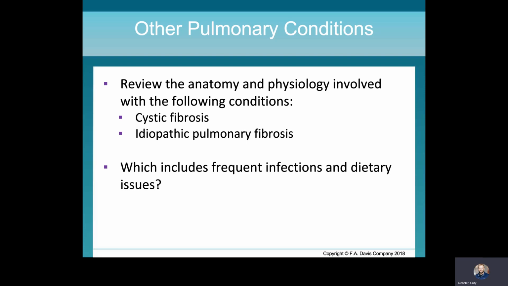Idiopathic pulmonary fibrosis, or IPF. This is a progressive lung condition. They don't really know what the cause of it is, but the lungs get very fibrous over time. They get scarred and they get stiff. It's not simple in and out breathing. It makes it a lot more labored breathing.